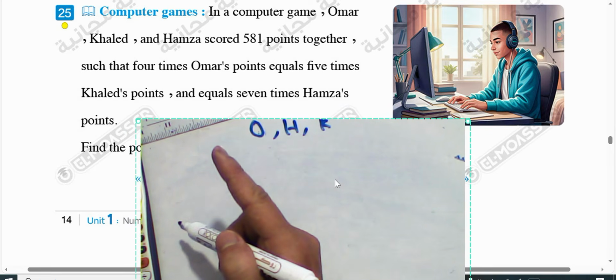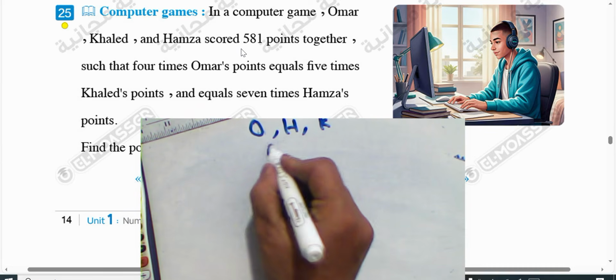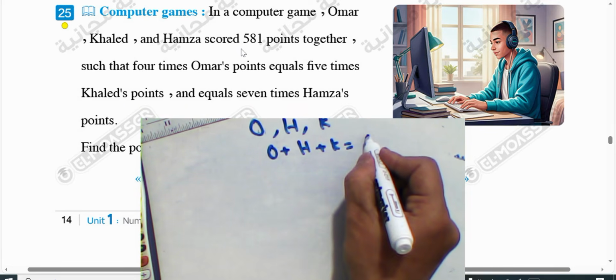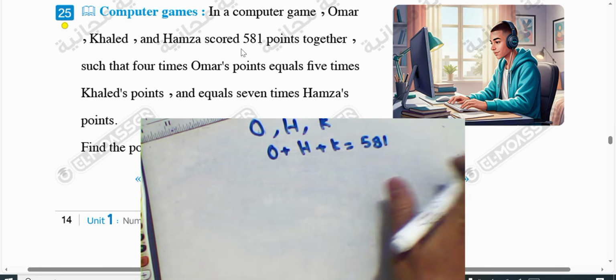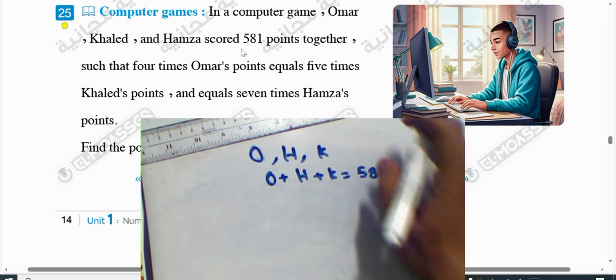They tell me this information. Look here: Omar, Khalid, and Hamza scored together, the summation O plus H plus K was 581. Okay, this is the first relation. Second relation, look here.